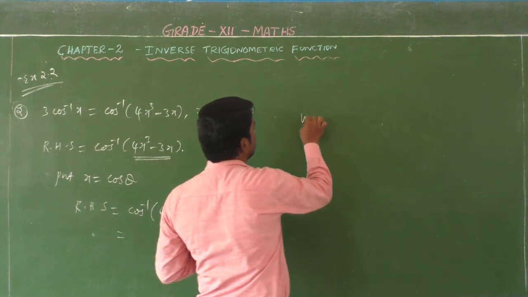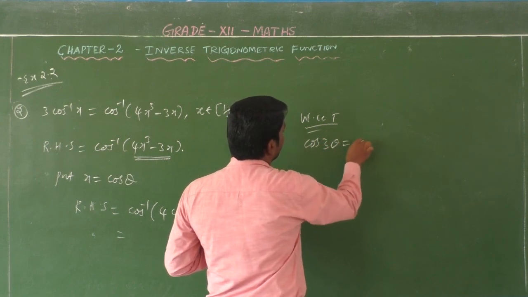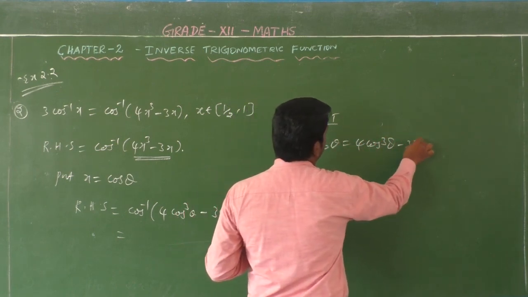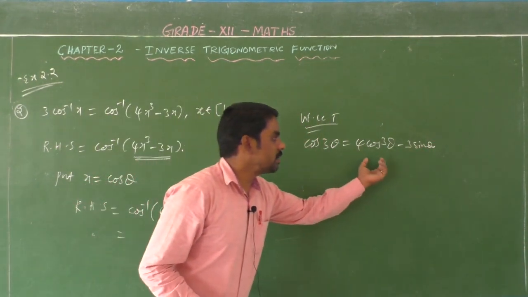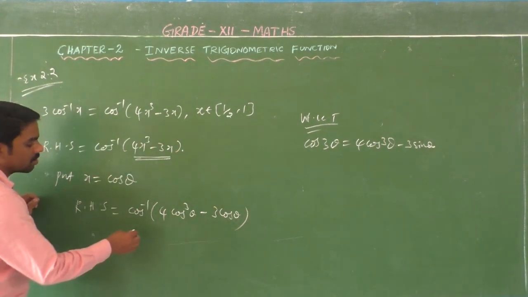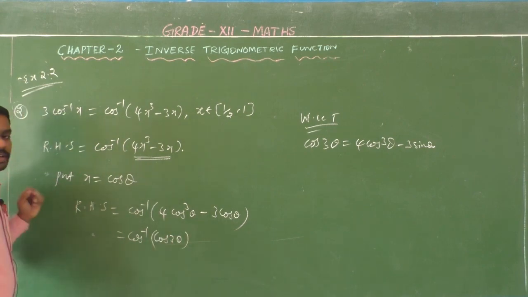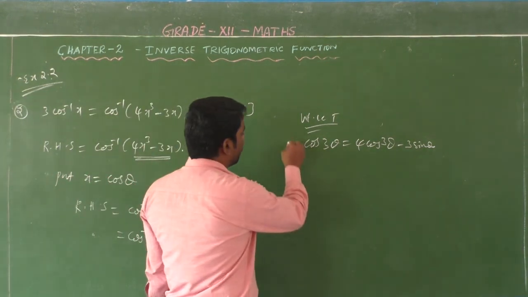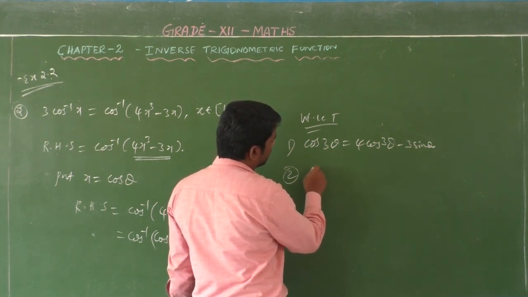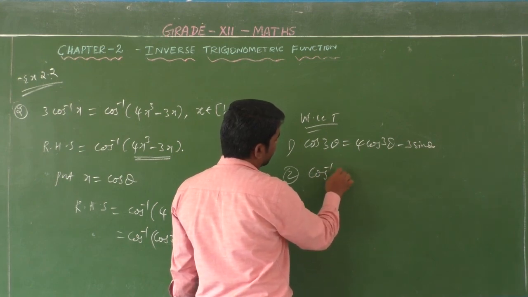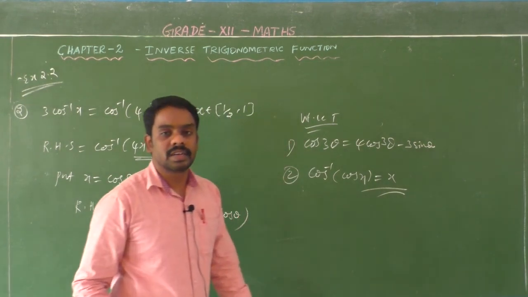We know that the formula is cos 3θ is equal to 4 cos³θ minus 3 cos θ. So 4 cos³θ minus 3 cos θ is equal to cos 3θ. So we have cos inverse of cos 3θ. And once more, you know the cos inverse of cos x formula: cos inverse of cos x is equal to x.